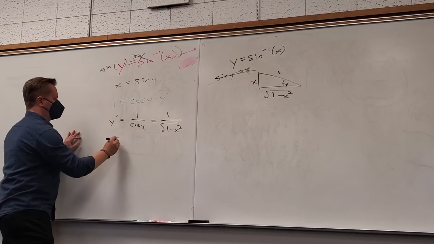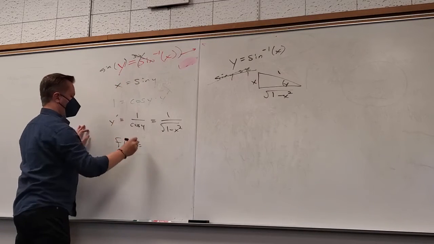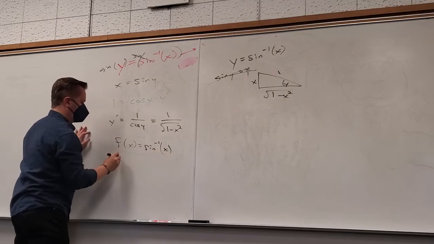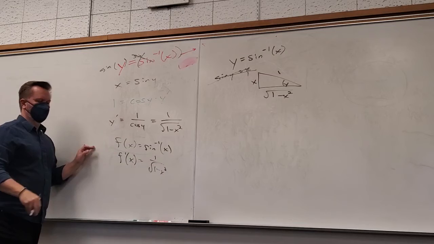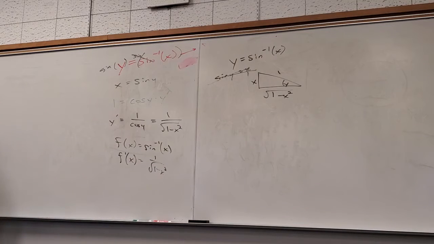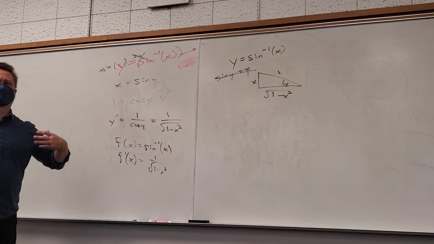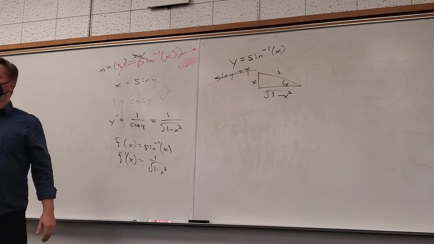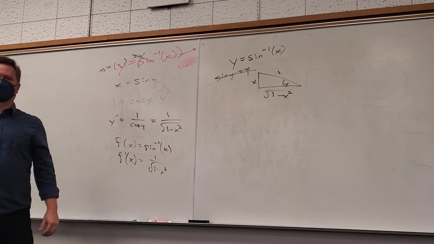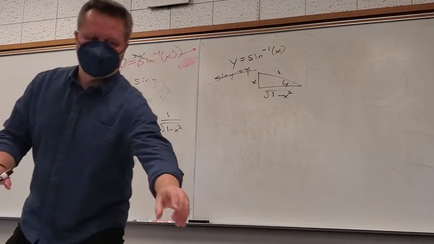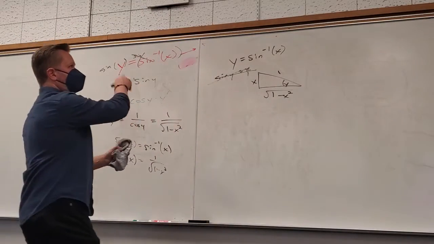So just to summarize, if f of x is sine inverse of x, f prime of x is 1 over the square root of 1 minus x squared. Is that like an obvious thing? Hell no. Inverse trig functions are weird to begin with, so of course the derivatives are going to be extra weird. Yes? No? We don't care anymore? Okay.